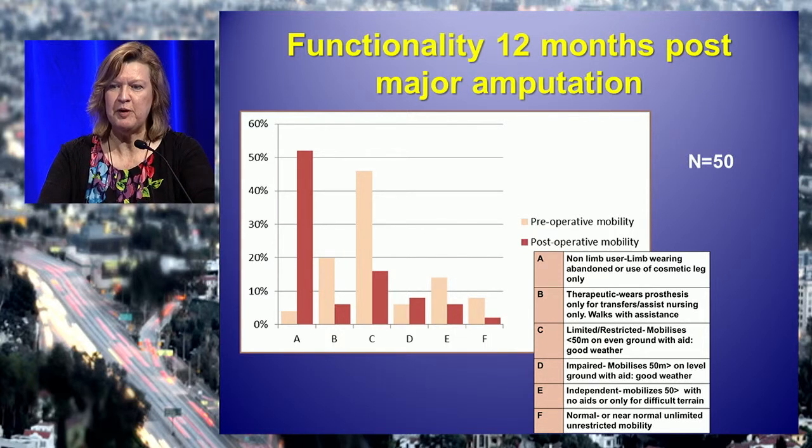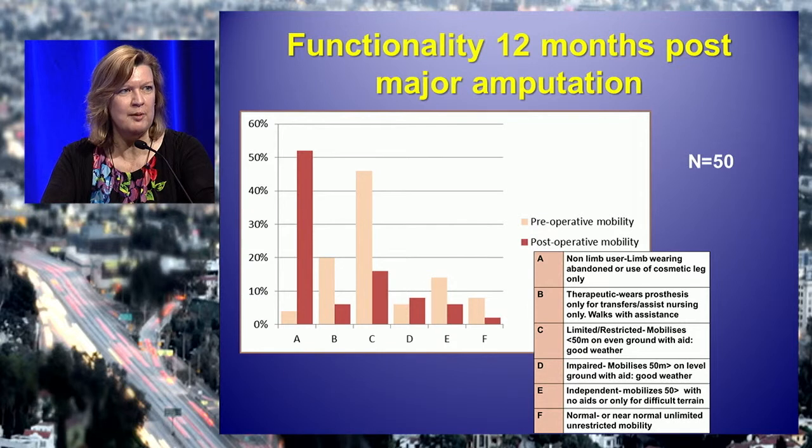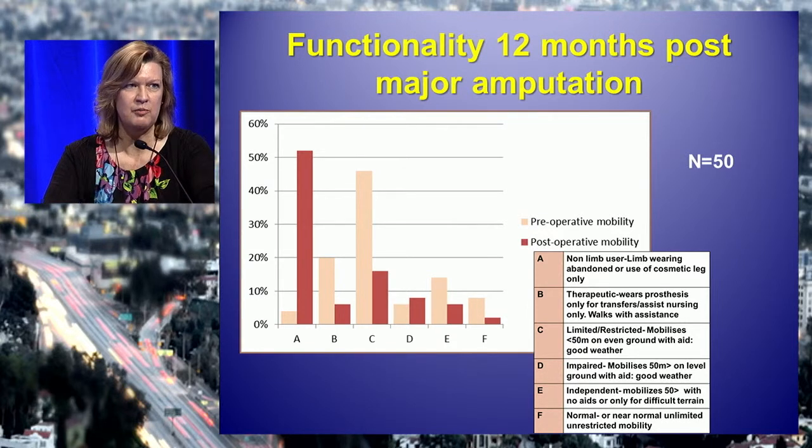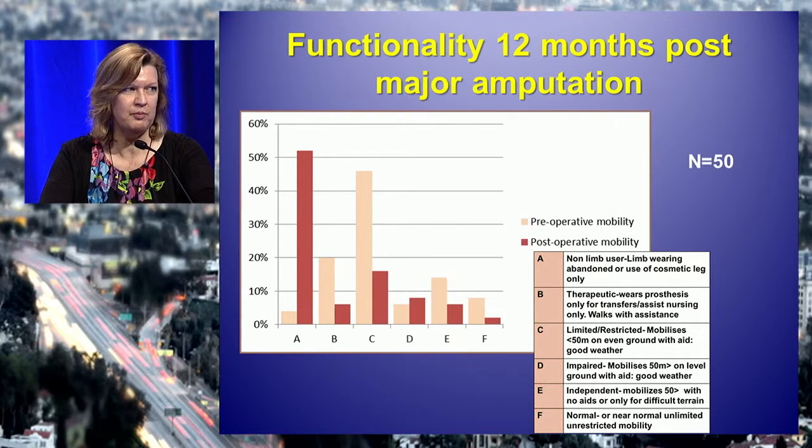A is basically a patient who is non-ambulatory, so hasn't used their prosthesis and is completely non-ambulatory. And you can see that a huge number of our patients post-amputation were non-ambulatory. And so we're very concerned about our outcomes functionally after amputations, and we're now working a lot harder with our surgeons to make sure that the patients that we choose to go for major amputation are the correct patients.